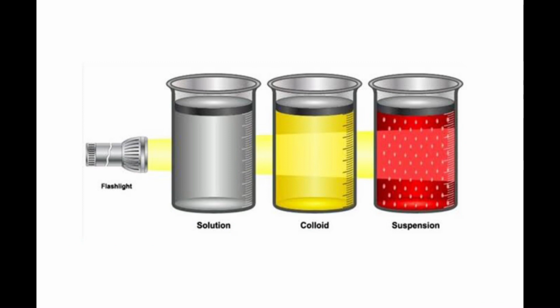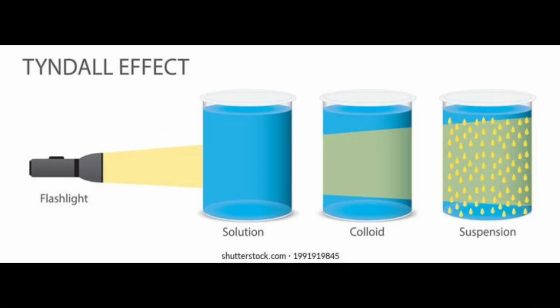As we can see the difference between the three mixtures when we focus the flashlight on them. For the solution, it did not pass any light because the particle size is too small to scatter the light. For the colloid, it passed the light because it exhibits the Tyndall effect. But the suspension passed the light, but the light was not transparent.